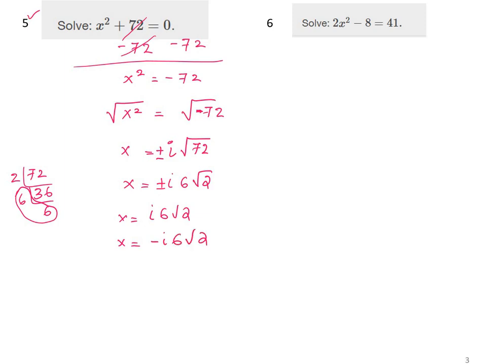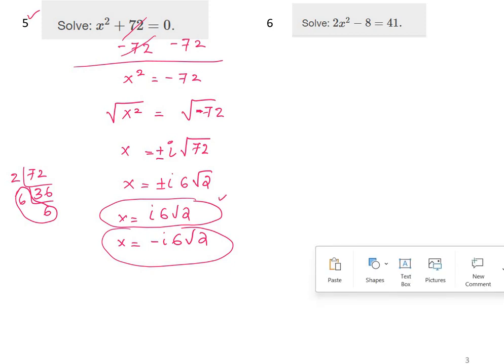So that means this is the imaginary root and this is the conjugate of that one, right? And this is one of the peculiarities of imaginary roots. Once imaginary roots occur, they will always occur in conjugate pairs. So the conjugate of i 6 root 2 is negative i 6 root 2. So that is the solution of this equation. Got it?